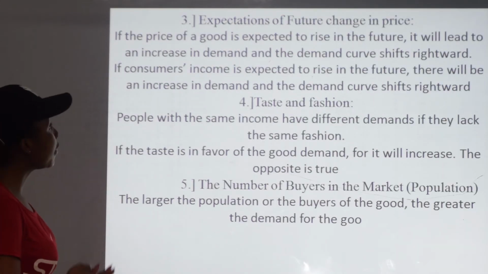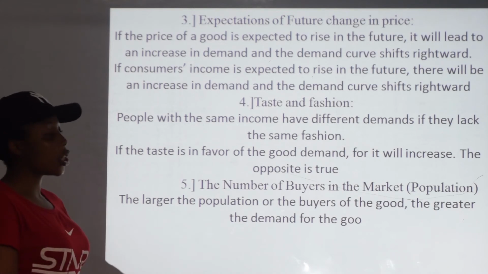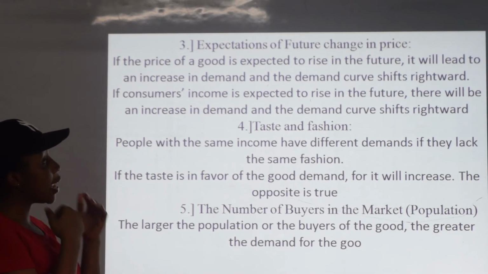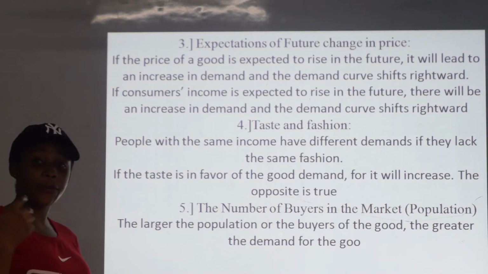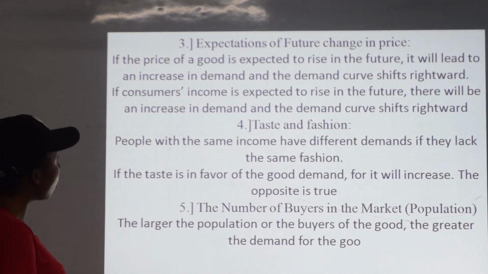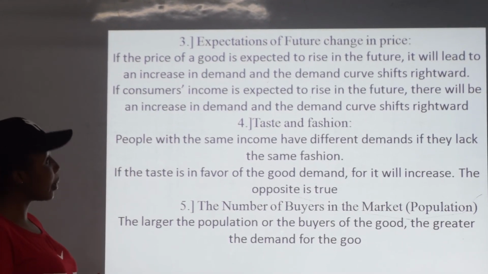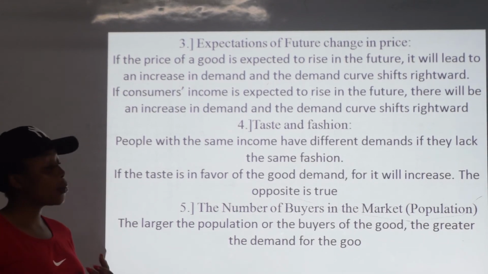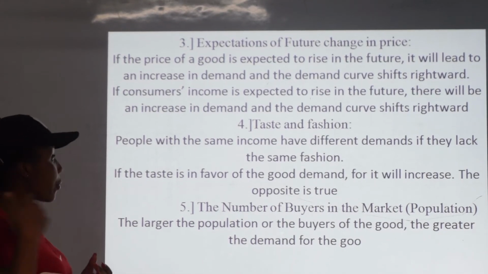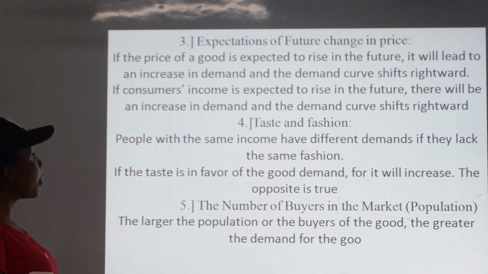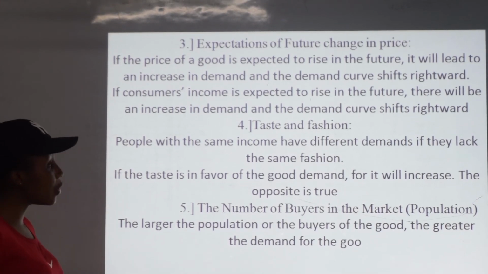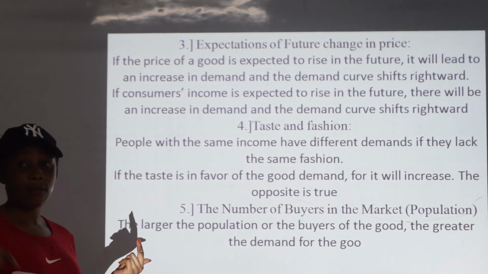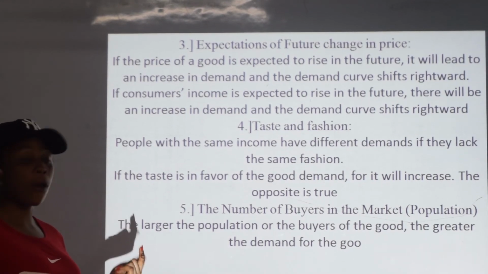Now the next point we have is expectations of future changes in prices. Now we know that consumers can either expect prices to increase in the future or the prices to fall. Now if the price of the good is expected to rise in the future, it will lead to an increase in the demand, and this will cause the demand curve to shift to the right. But if consumers expect that the price of the good will fall in the future, they will reduce their demand in the present, and the future demand is going to fall.